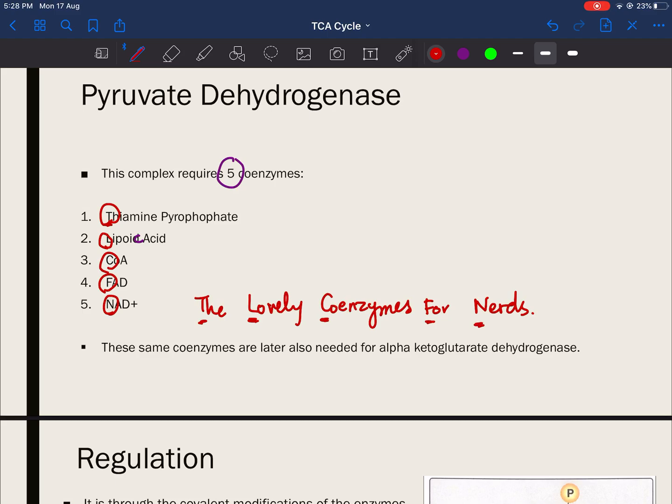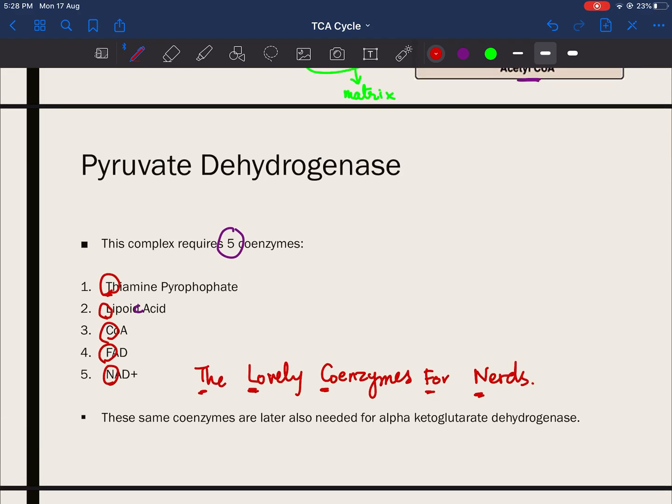Now, why is this particularly important is because these same 5 coenzymes are later going to be required for another enzyme, which is alpha-ketoglutarate dehydrogenase. We're going to be talking about that in the Krebs cycle itself.